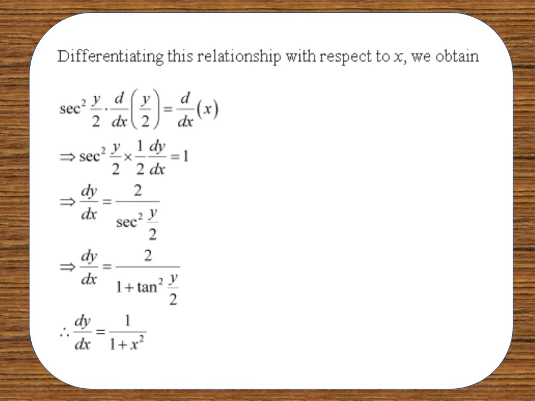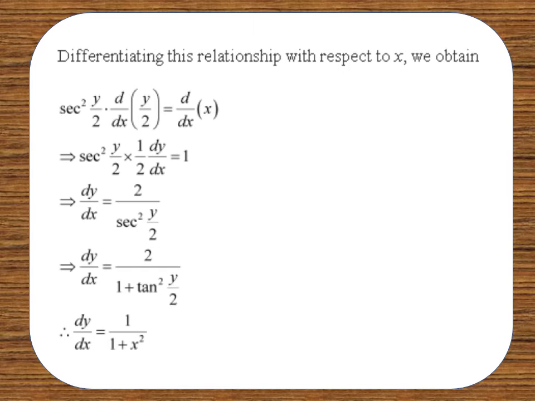Now we have tan y by 2 equals x, so differentiating both sides with respect to x. First we have to differentiate tan y by 2. The differentiation of tan is sec square y by 2, and now we have to differentiate y by 2, clear? The differentiation of y by 2 is 1 by 2, and for y it will be dy upon dx. And for RHS we have to differentiate x only, and the differentiation of x is what? 1. So we are getting sec square y by 2 into half dy upon dx equals 1.